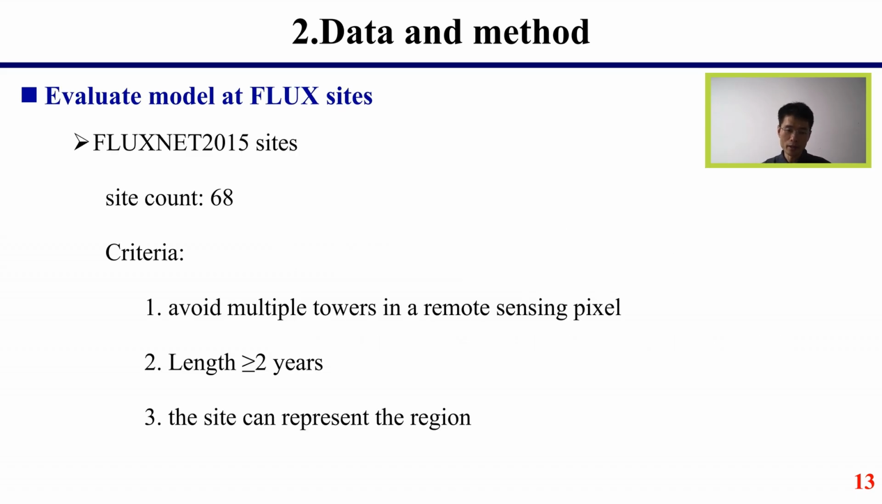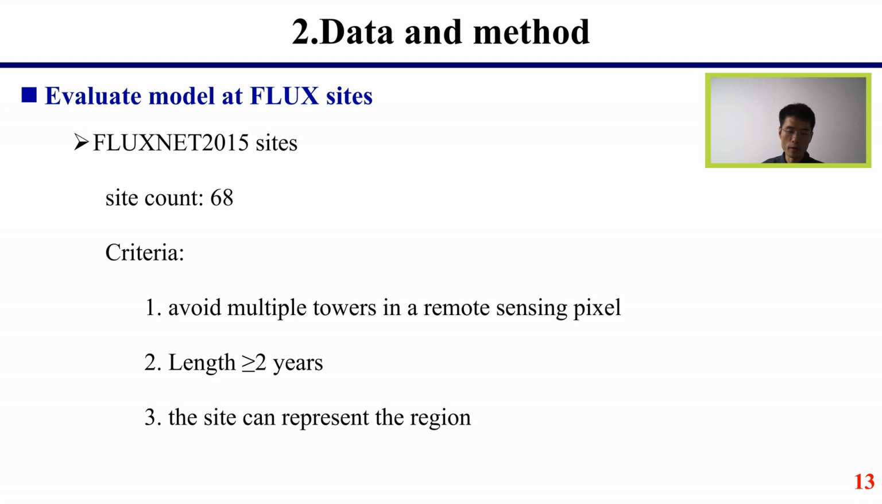After that, we first need to evaluate whether they can perform well at the FluxNet sites. So here we adopted the FluxNet 2015 dataset. We selected sites to satisfy these requirements. Here we avoid multiple towers in a remote sensing pixel because our SIF is from remote sensing, so we need to pair the pixel with the flux tower. If one pixel has multiple flux towers, we cannot determine which one represents the pixel, so we avoid this scenario.